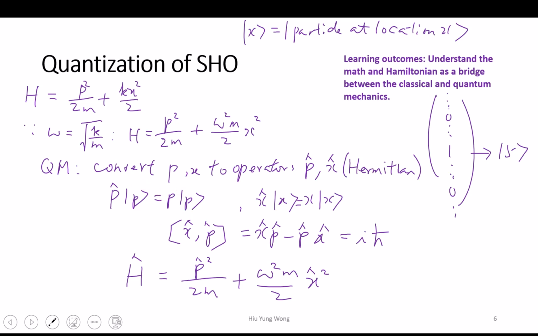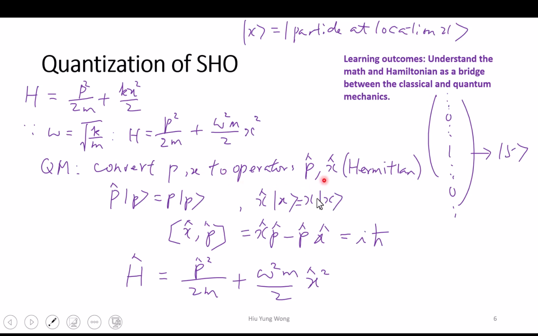Now, what do we do? We decide to quantize it. So we're going to convert p and x to operators. That's why we use the Hamiltonian, because it is the linkage between classical and quantum mechanics. In quantum mechanics, the relationship between position and velocity does not have the same relationship as position and momentum.